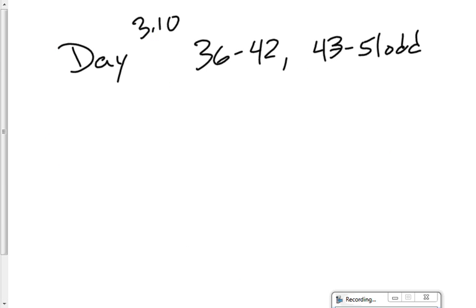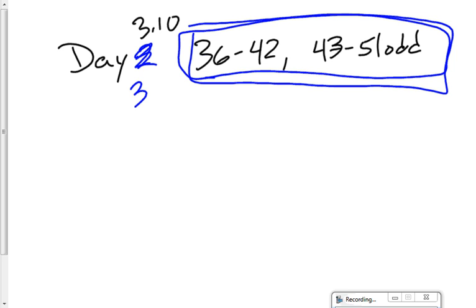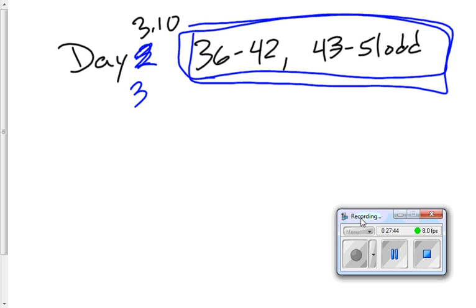What I'd like you to do is 3.10 day 2, or is it stated as day 2 or day 3? It's stated as day 3 on your homework outline. These are the problems I'd like you to try. Tomorrow we'll spend some time reviewing. We are testing Monday.